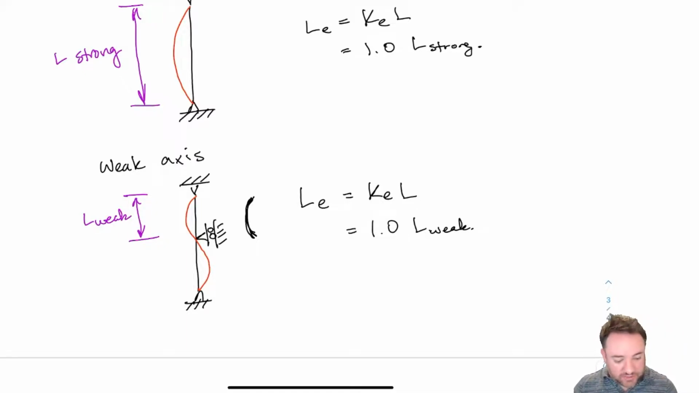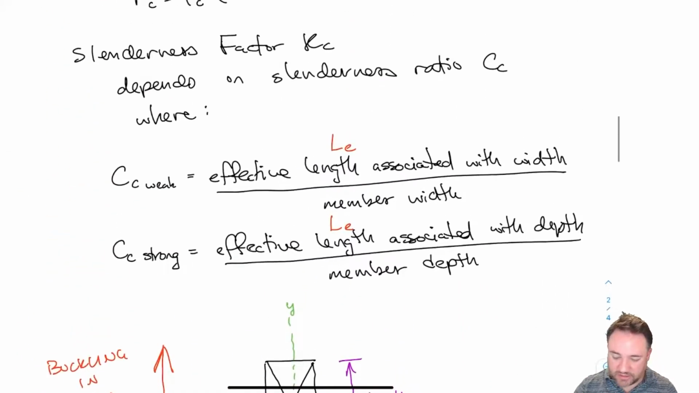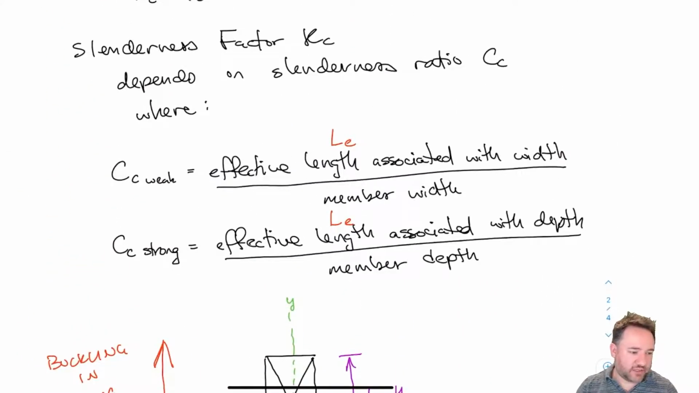Which we needed to return to. And as I mentioned, the L that we use for the slenderness factor is the effective length, which is the KE times that L. And that's how I determine my slenderness.